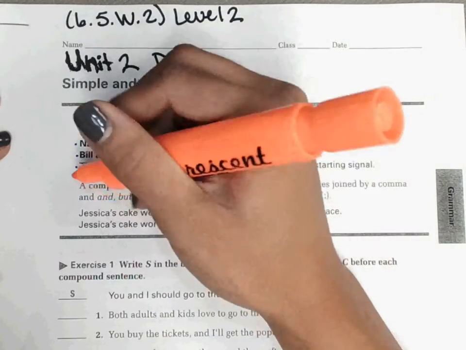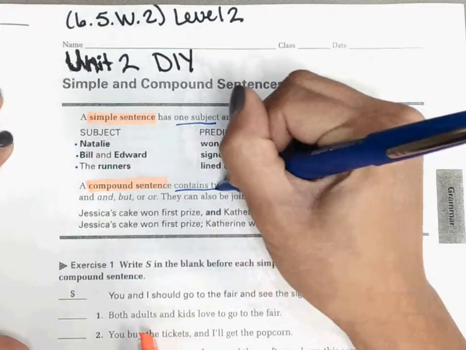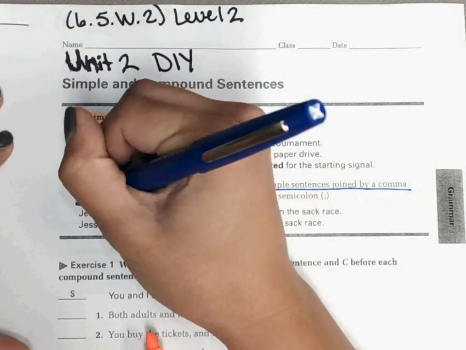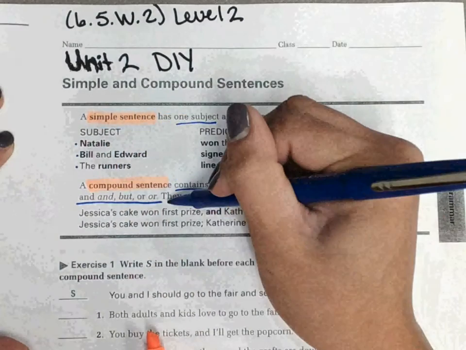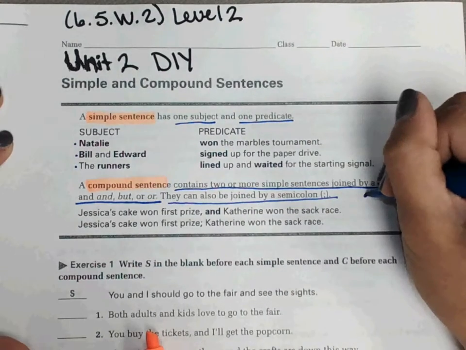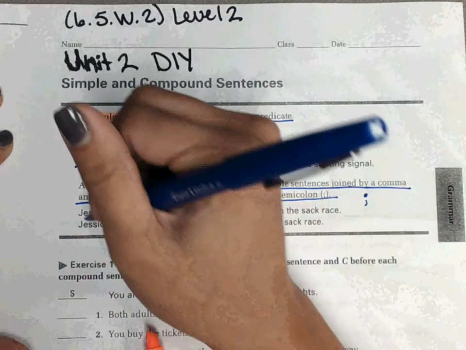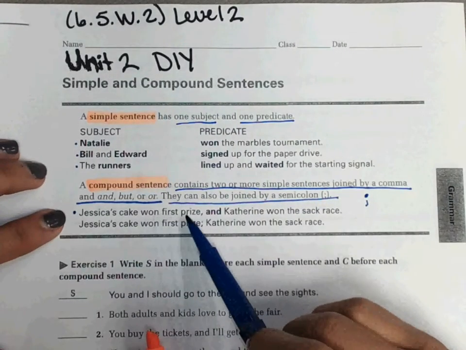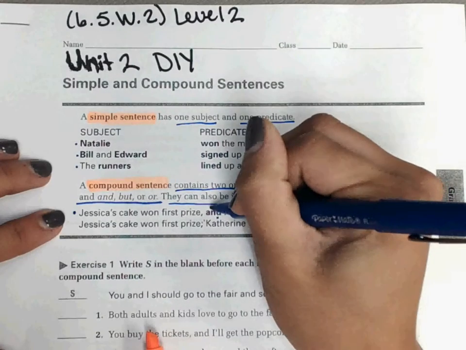A compound sentence contains two or more simple sentences joined by a comma and, but, or. They can also be joined by a semicolon, which looks just like this. So let's look at our first example. It says, Jessica's cake won first prize, comma, and Catherine won the sack race.